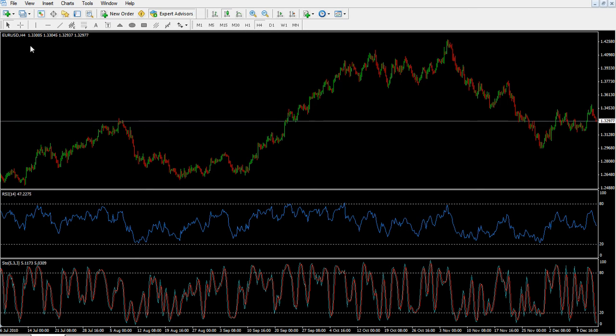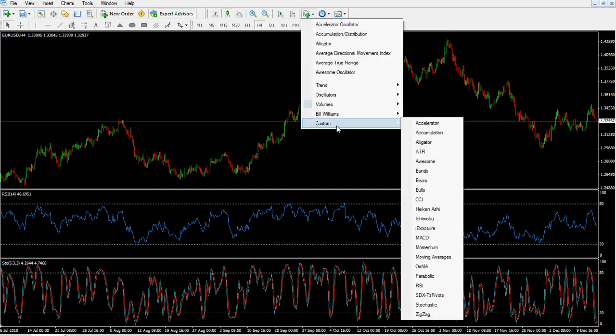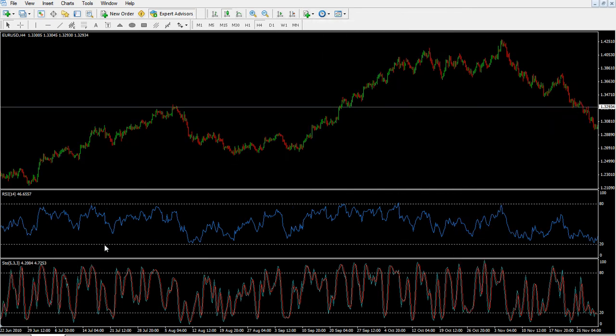Right now we're looking at a 4-hour EUR/USD chart, and I've added a couple of indicators. I'm talking about RSI with the standard setting of a 14 period, and stochastic. That's the second one, also with the standard settings. These are the standard settings when you add the indicators; they're already set at these standard points.